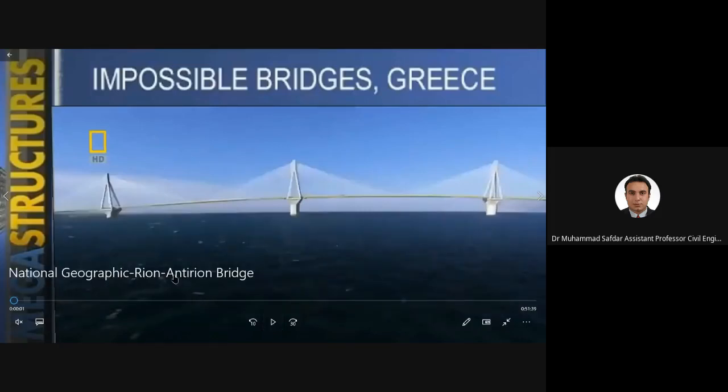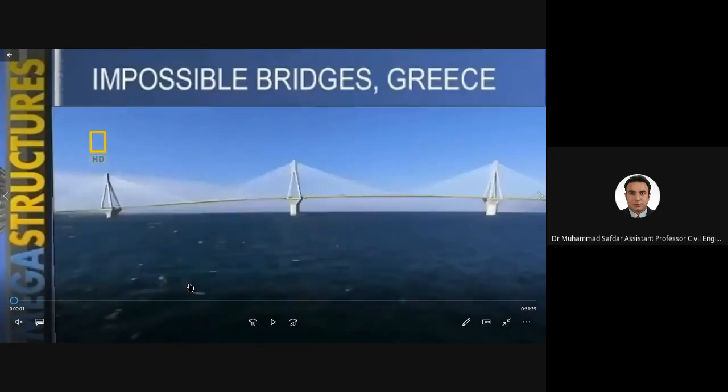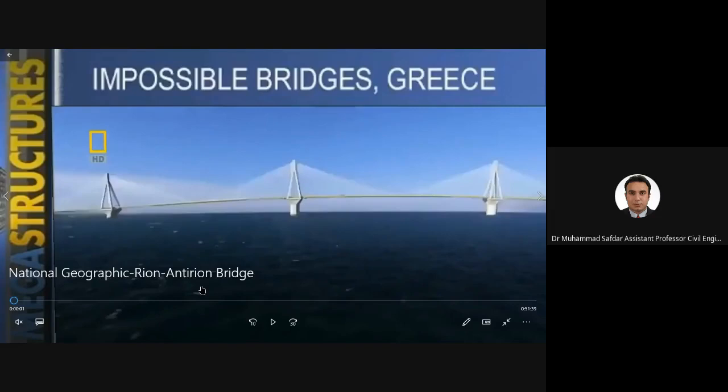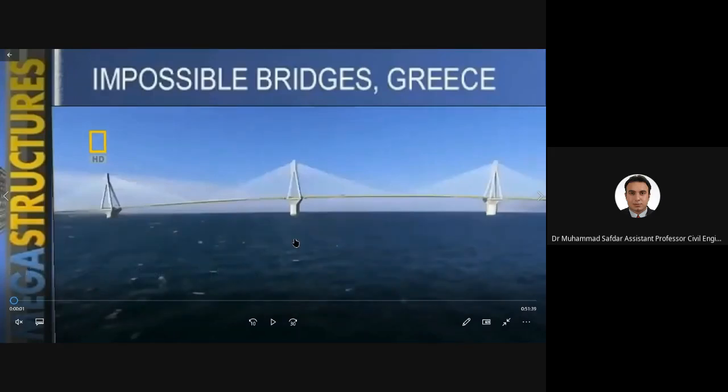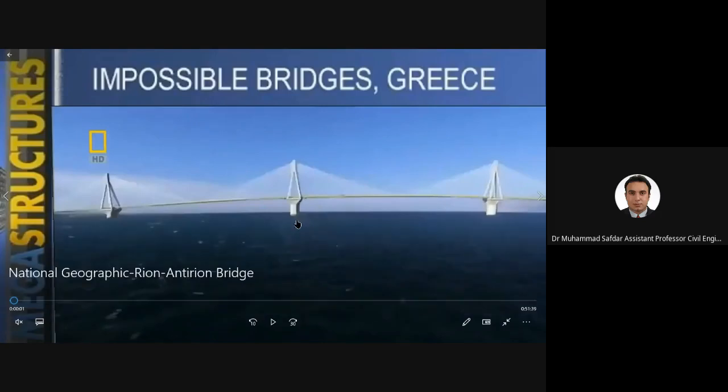It's the Rhine-Antirion bridge, which is located in Greece. The interesting part is that they wanted it to be finished in 5 years, before the Olympics were to start there. And they were facing significant seismic hazards there, so the liquefaction issues which we discussed in Geotech 2. Now we will see how they tackle this huge structure.